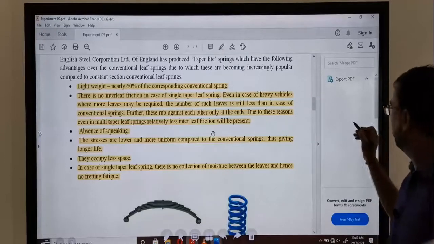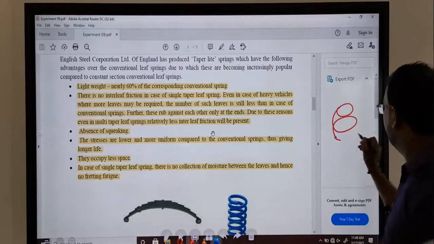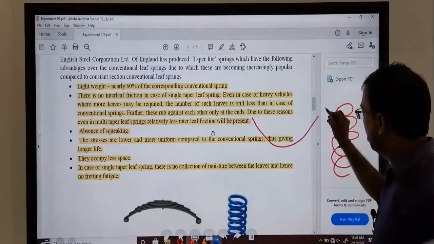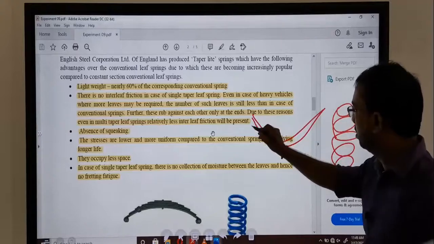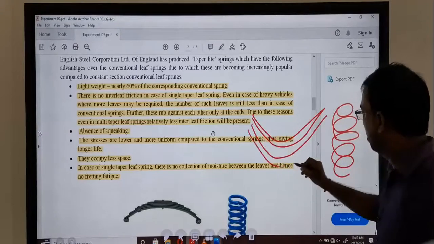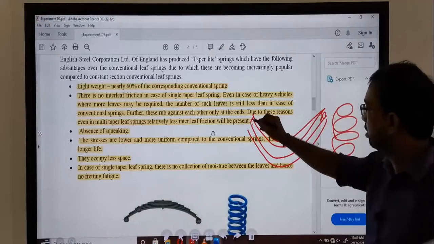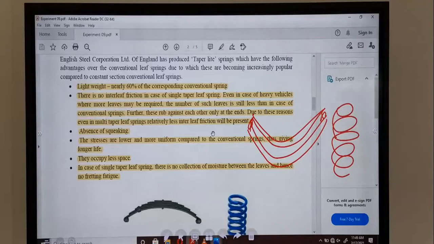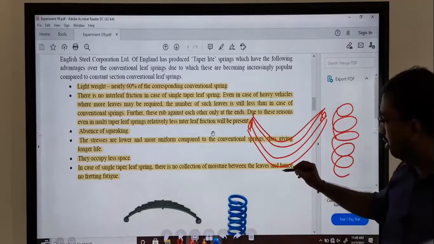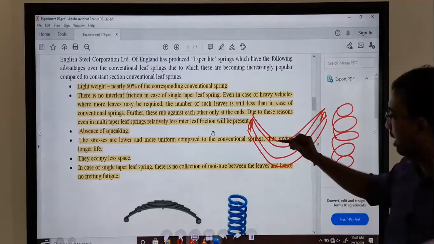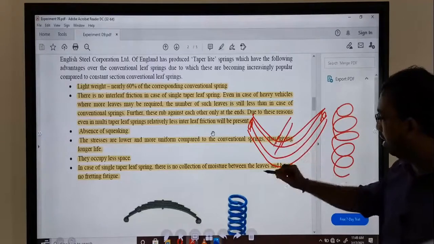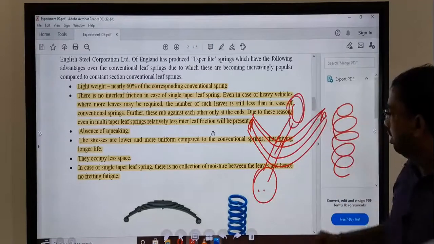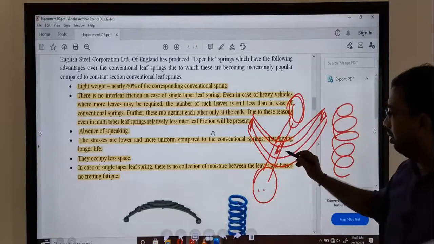For example, there is a spring, like this. This is the leaf spring. When we absorb any stress, here there is a wheel axle, and there is a wheel here. So when we have to absorb any stress, it's symmetric.